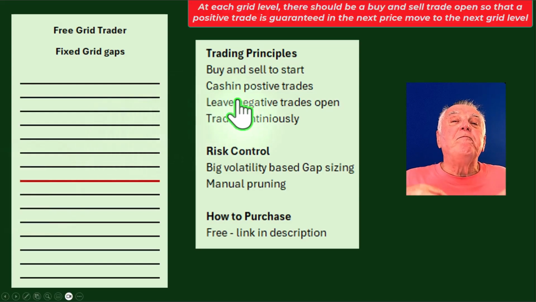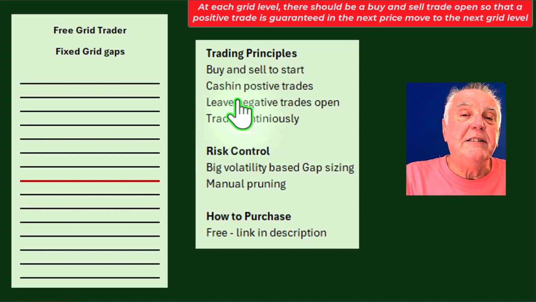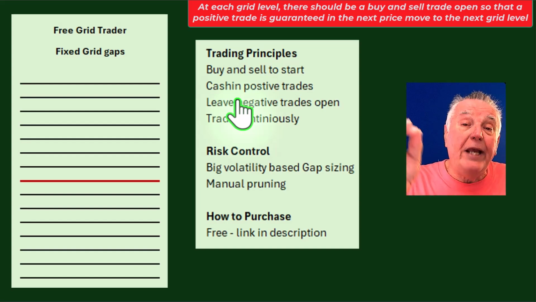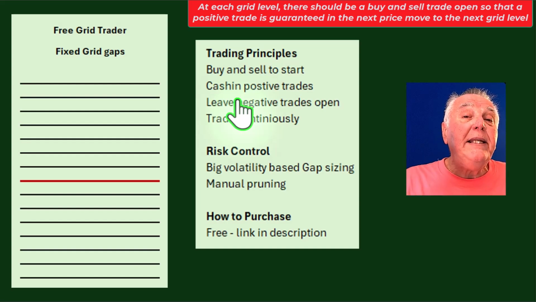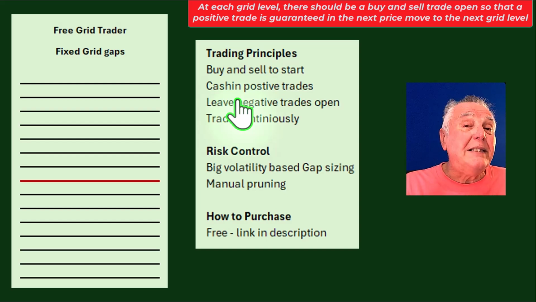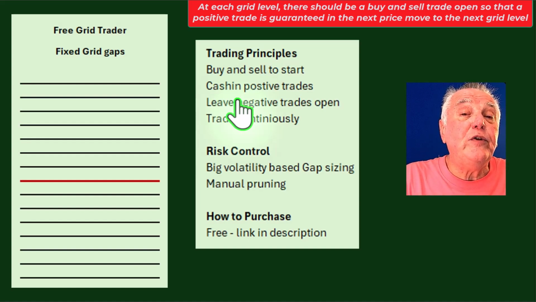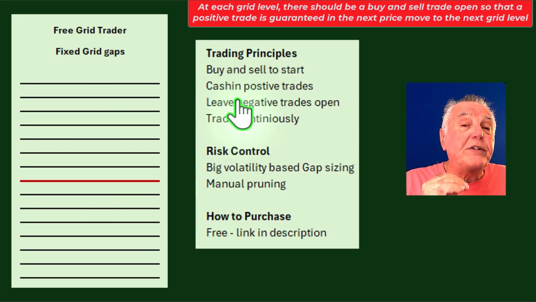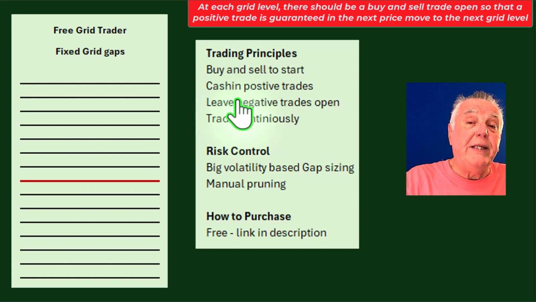When one of the buy or sell transactions reaches the next grid level, it will be positive and you cash that in. One of the legs will be negative because it's gone the wrong way, and you just leave those open. As simple as that. Then you let price action happen, and you make sure there's a buy and a sell opportunity at the next grid level. You enter a buy and sell at that level, so that you're always assured of a positive trade if the price moves from one grid level to the next.